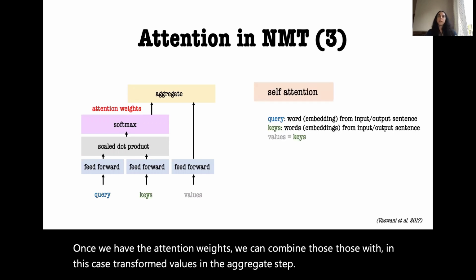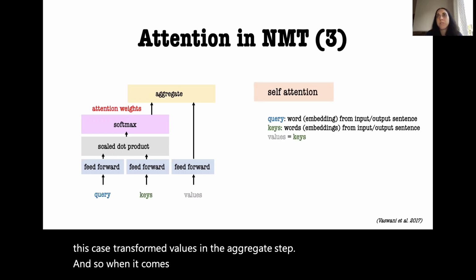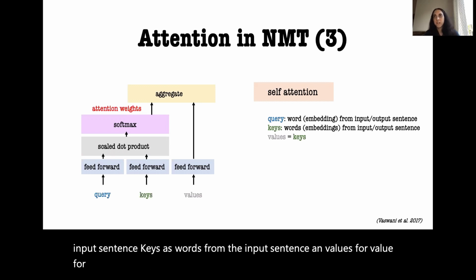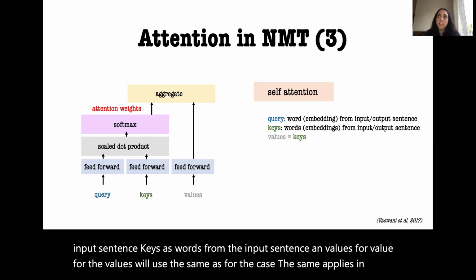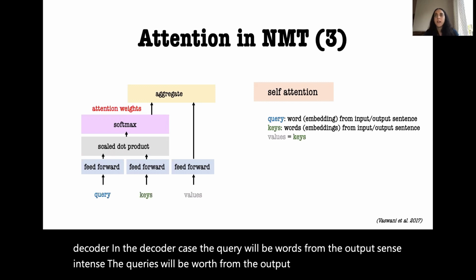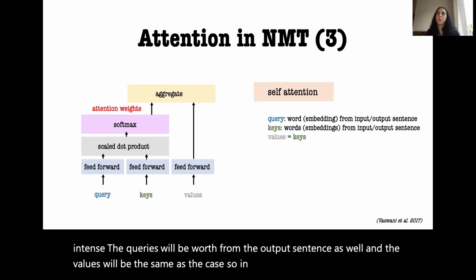And so when it comes to self-attention, we will use as query words from the input sentence, keys as words from the input sentence, and values, for the values, we will use the same as for the keys. The same applies in the decoder. In the decoder case, the queries will be words from the output sentence, the keys will be words from the output sentence as well, and the values will be the same as the keys. So in self-attention, we have queries, keys, and values being the same.